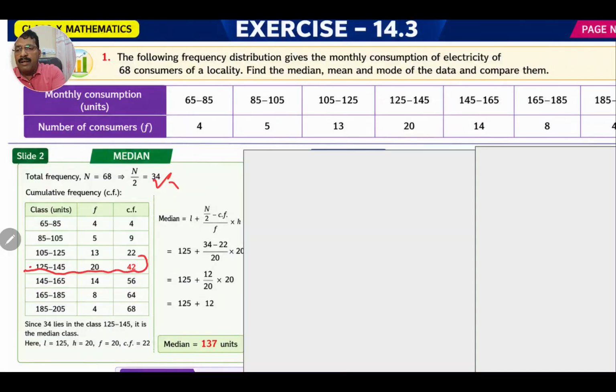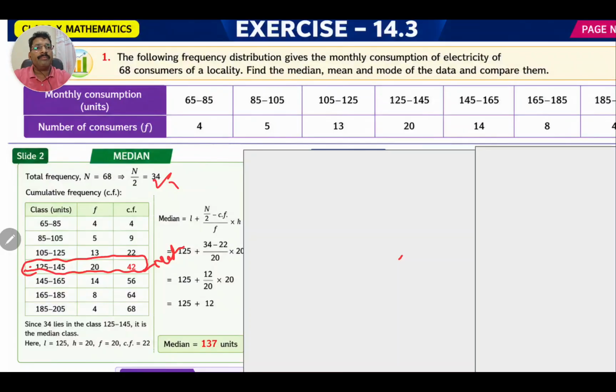This class is called the median class. When we are finding the median, it is called the median class. When you are finding the mode, it is called the modal class. That is the difference between the modal class and the median class. So this class is the median class. How to find the median class? Take the n by 2 value, that is 34, and the class interval in which the cumulative frequency is just greater than n by 2 is called the median class. Now L value is 125, n by 2 value is 34, and the cumulative frequency preceding the median class is 22. If you substitute all the values and simplify, we get 137, that is the median value.